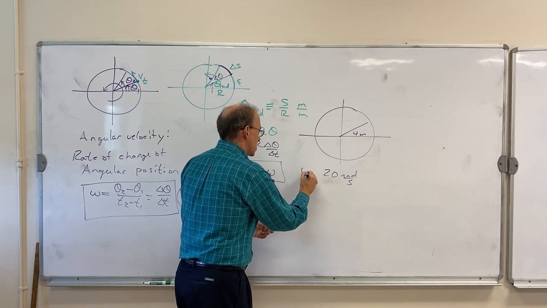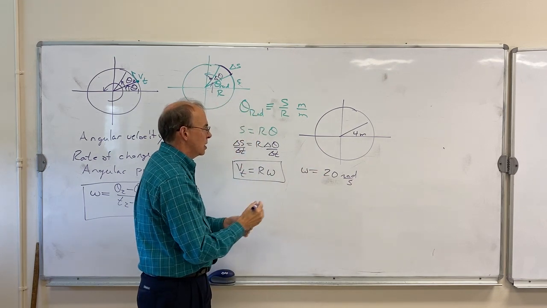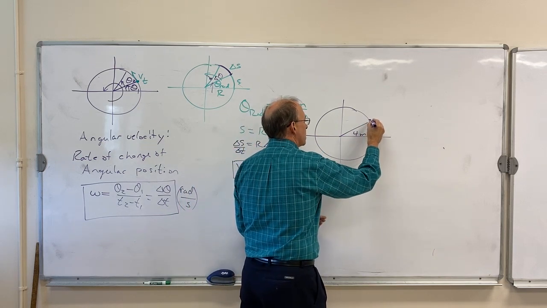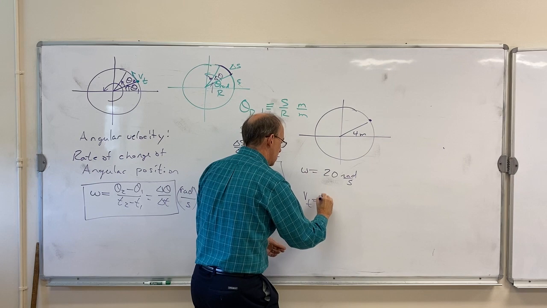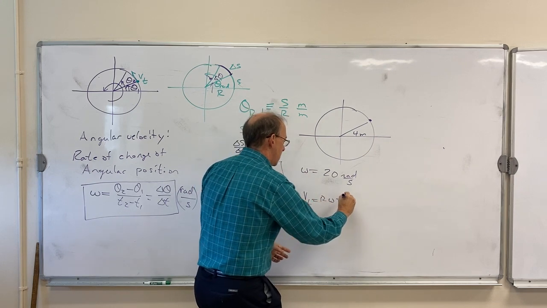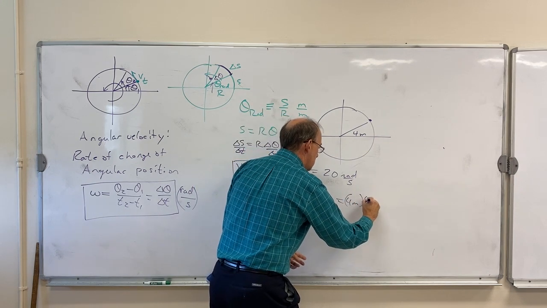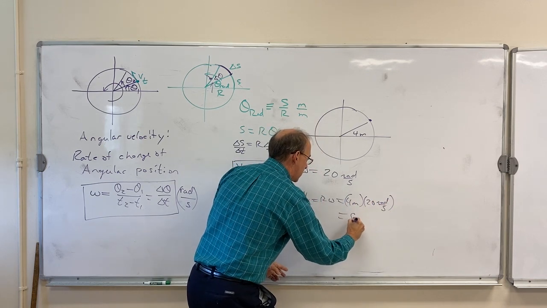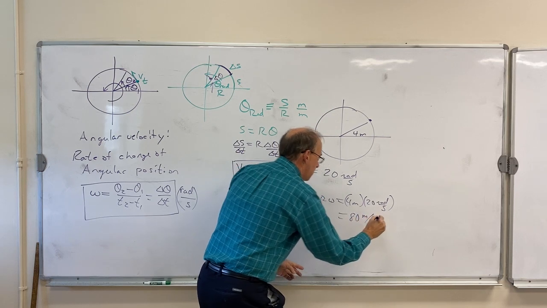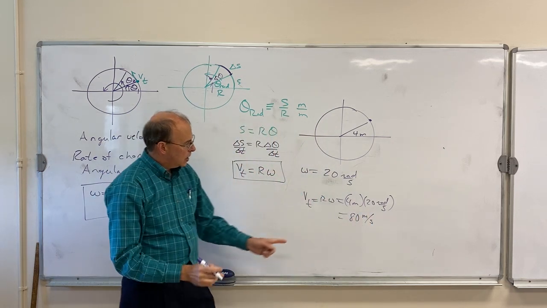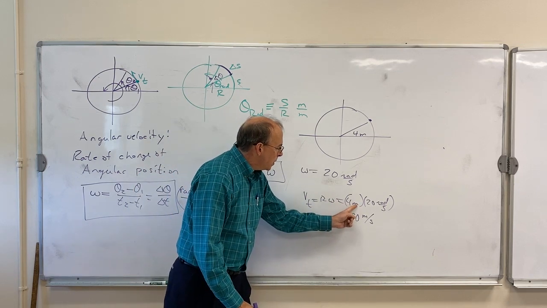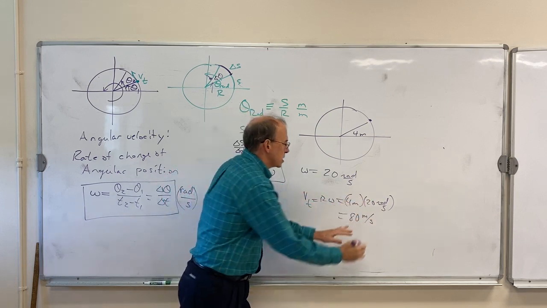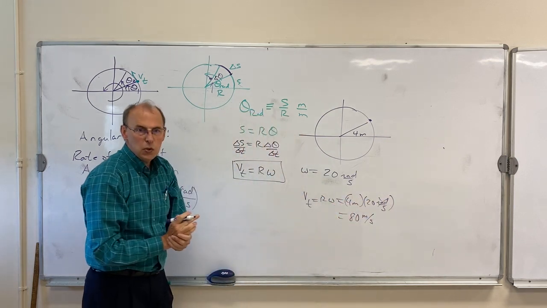Then, so it has omega is 20 radians per second, radius is 4 meters. Then a particle out here at 4 meters would have a tangential velocity of r omega, would have 4 meters times 20 radians per second, would be moving at 80 meters per second. Notice my units would be meter radians per second, but radian is a meter per meter, so I can just let that radian go away, and my units are still true.